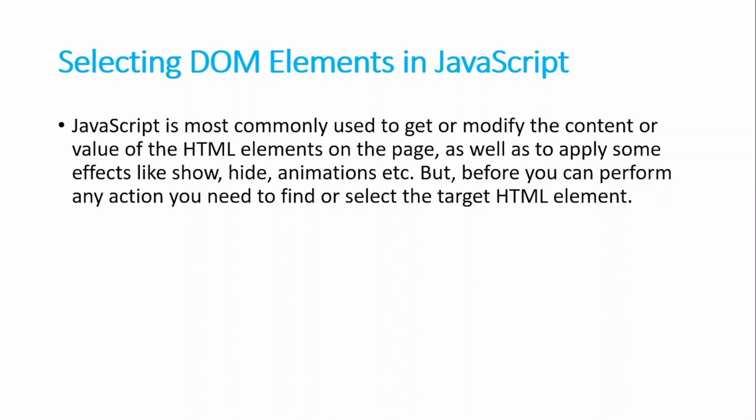Selecting DOM elements in JavaScript. JavaScript is most commonly used to get or modify the content or value of the HTML elements on the page, as well as to apply some effects like show, hide, animations, etc. But before you can perform any action, you need to find or select the target HTML element.